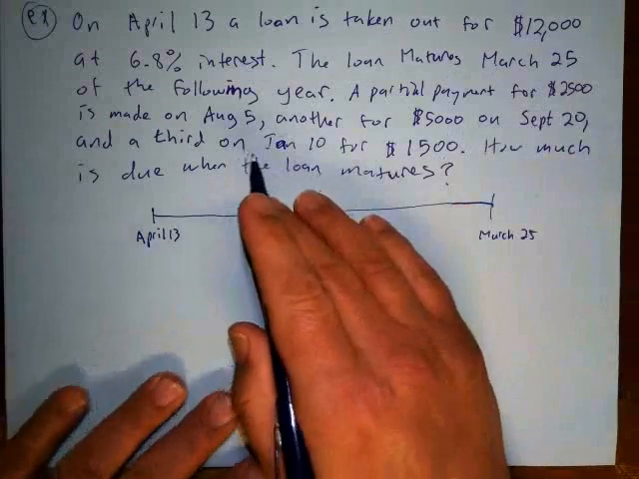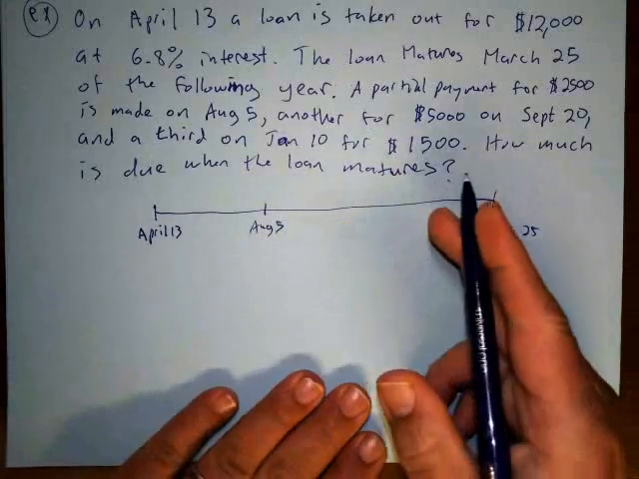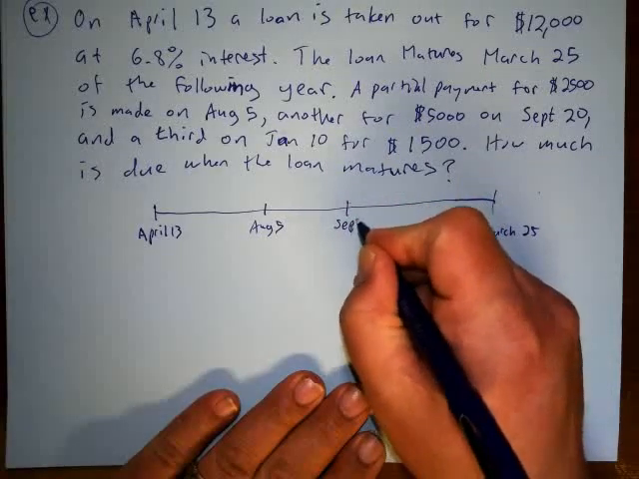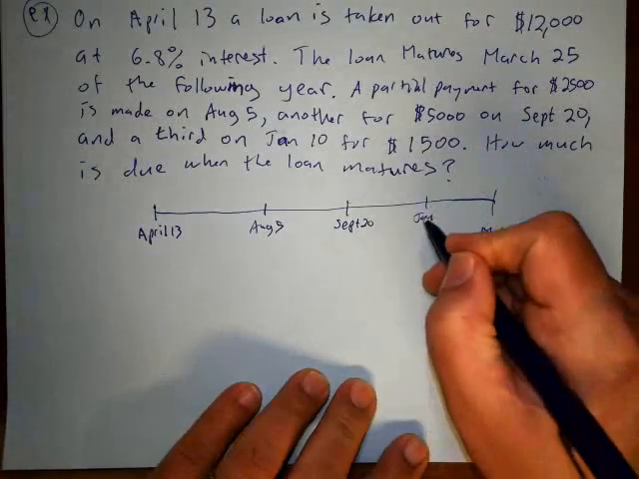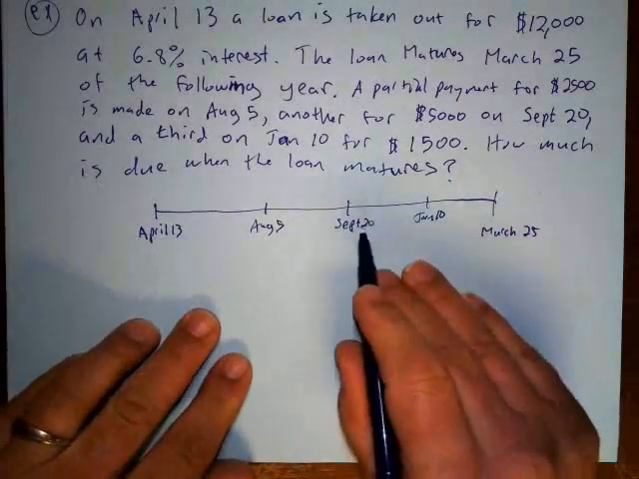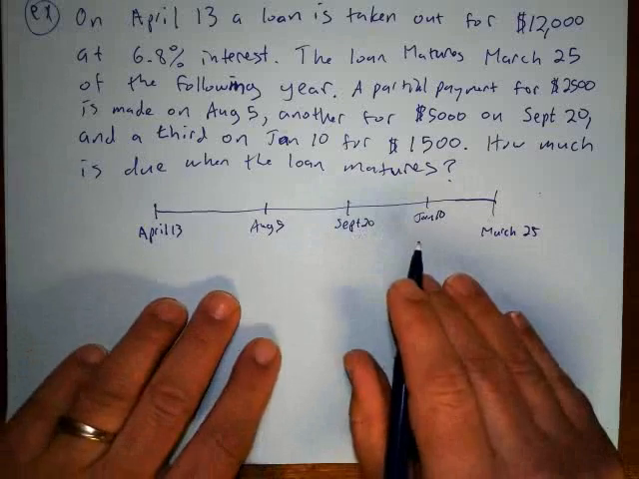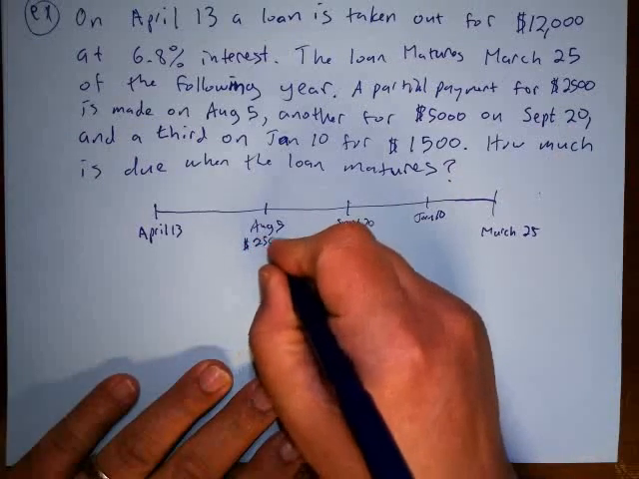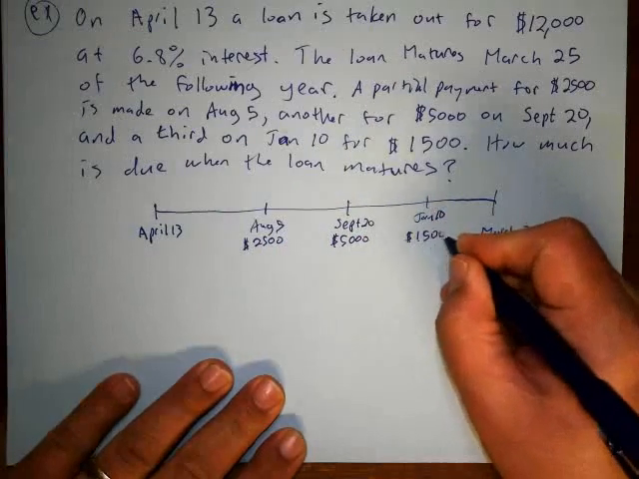So it looks like one of them is on August 5th, maybe there. One of them is on September 20th. And then one of them is on January 10th. And so this is actually when we go into the following year, isn't it? So this is where we're going to have to deal with that. I'm going to write down the partial payments here. The first one was $2,500. The second one was $5,000. And the third one was $1,500.